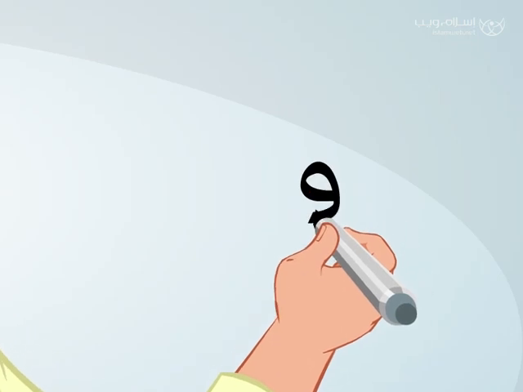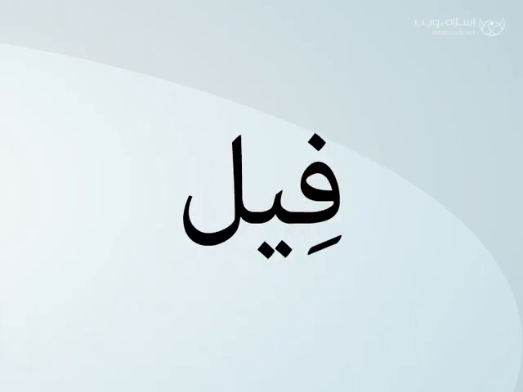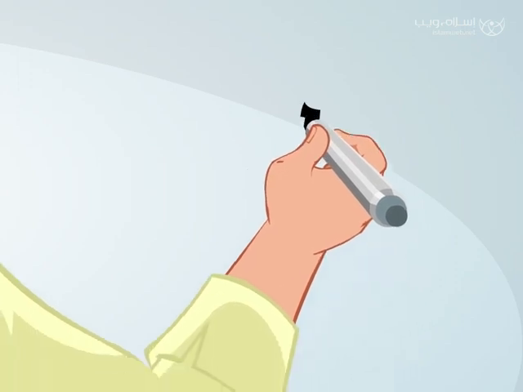This is how we write fa at the beginning of the word, like this example. Feel, which means elephant. And this is how we write fa at the middle of the word, like this example.